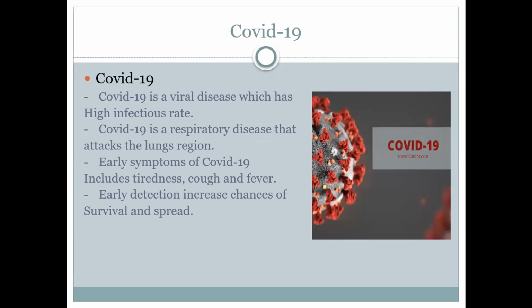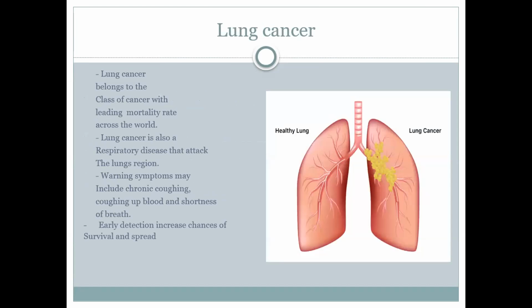Firstly, we know COVID-19 is a viral disease. We know how infectious it is. Also, we know that it's a respiratory disease that attacks the chest region, the lungs region. We also know some symptoms of COVID-19, which cause tiredness, cough, and fever. And we know that early detection can reduce the chances of it being spread and mitigate the disease itself.